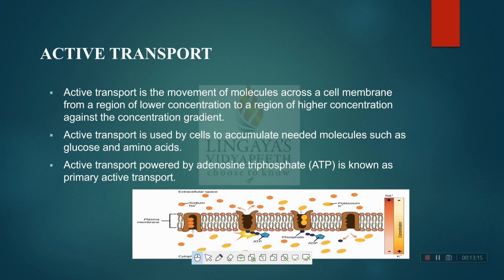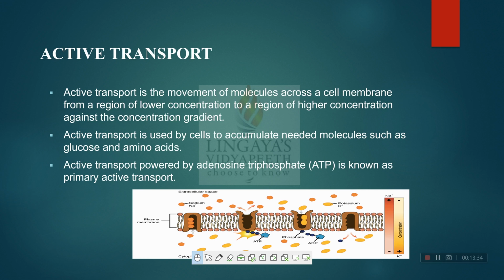Alright, so why is active transport performed? Active transport is performed by the cells to accumulate important, vital molecules that are needed for the body to perform its various functions, such as glucose and amino acids. Active transport powered by ATP is known as primary active transport.